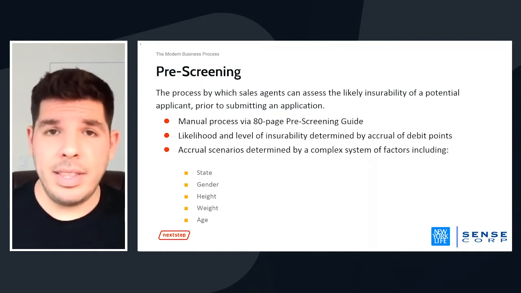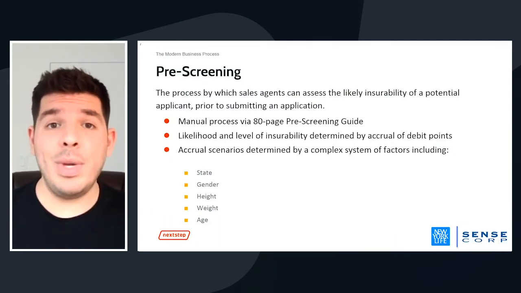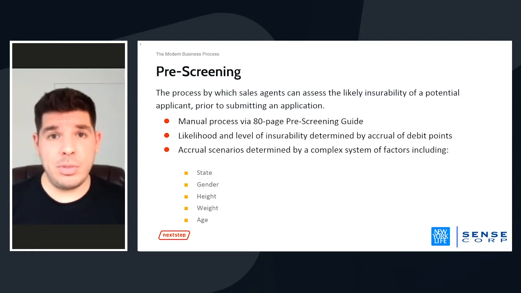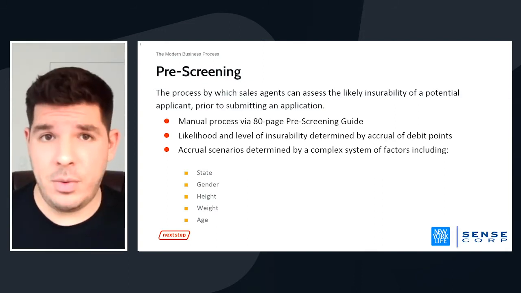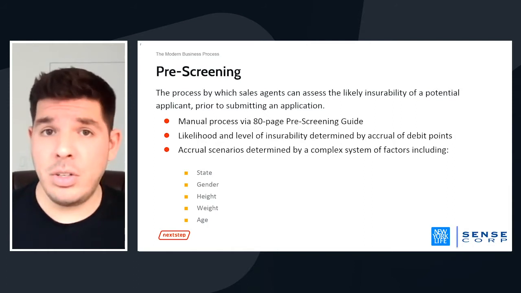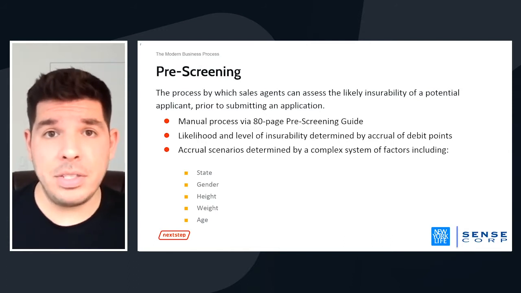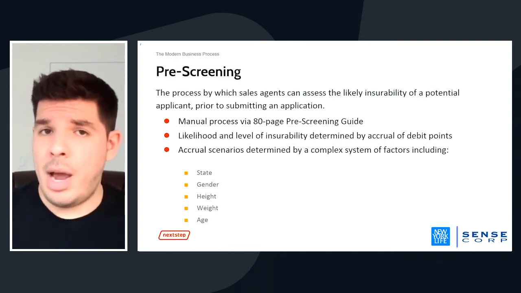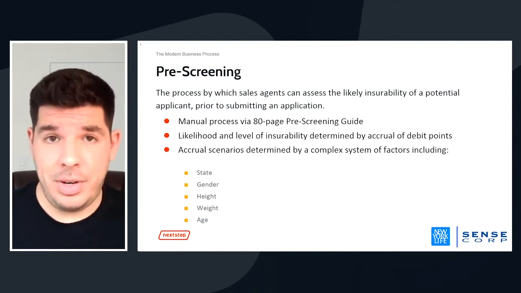If underwriting in the insurance business is the process by which we determine if we can, and at what rate, we would insure someone who's applying for a policy, prescreening is the process by which we simulate underwriting to give the client expectations of what might happen during underwriting and potentially filter out those that might not be approved for a policy. And as of right now, prescreening is done via an 80-page underwriting guide, or a prescreening guide.